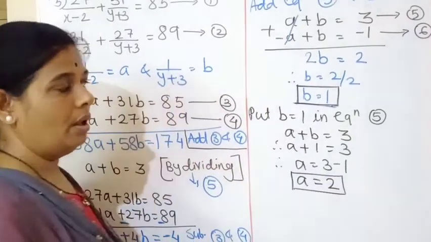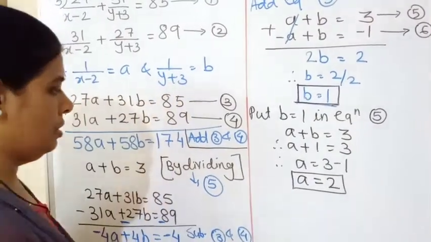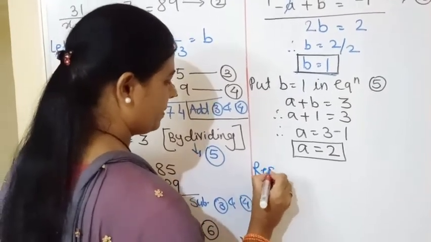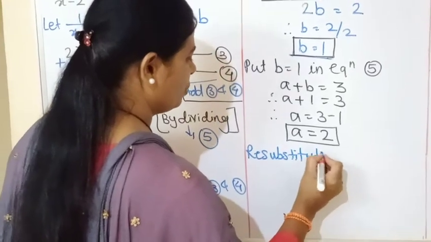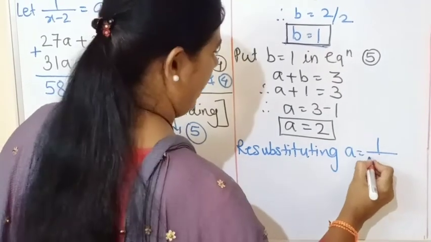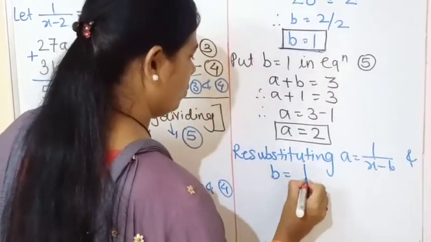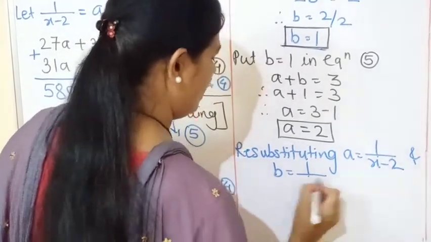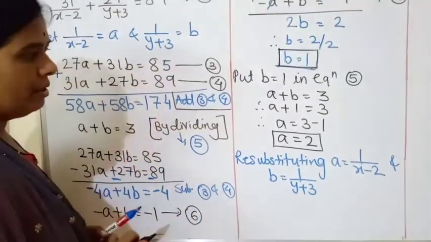We got it. Okay. Now, what we have to do again now here? We have to do the resubstitution. So, we will write here, that is resubstituting, a equal to 1 upon x minus 2. Okay. And b equal to 1 upon, sorry, here it is x minus 2 it is. Okay. And b equal to y plus 3.